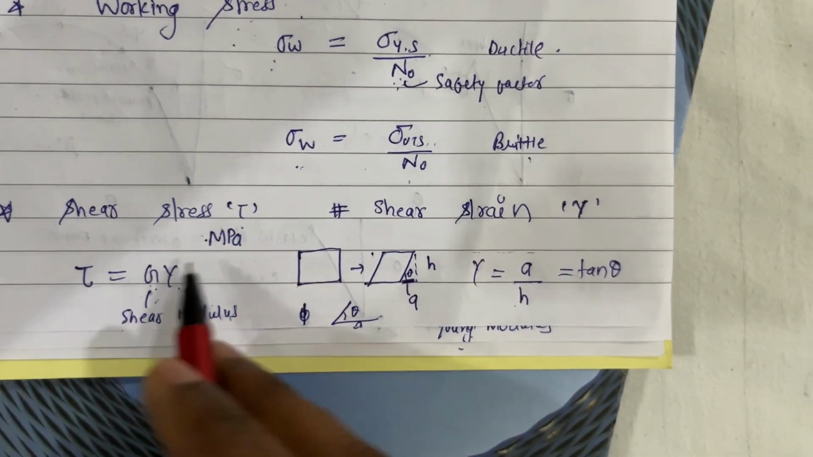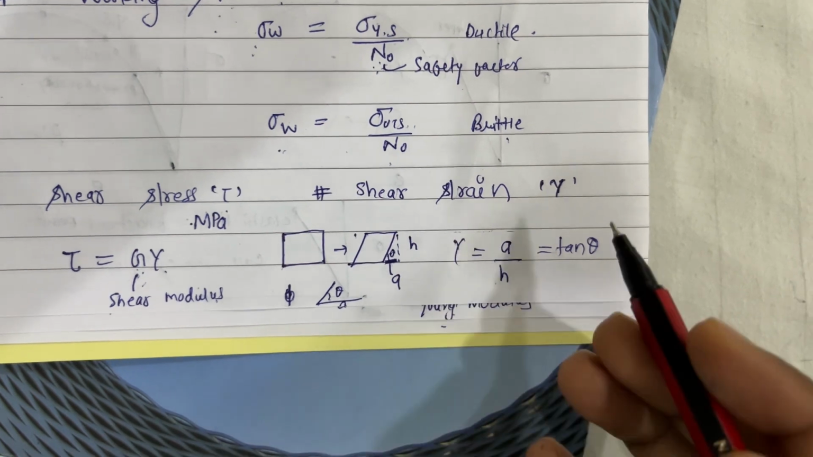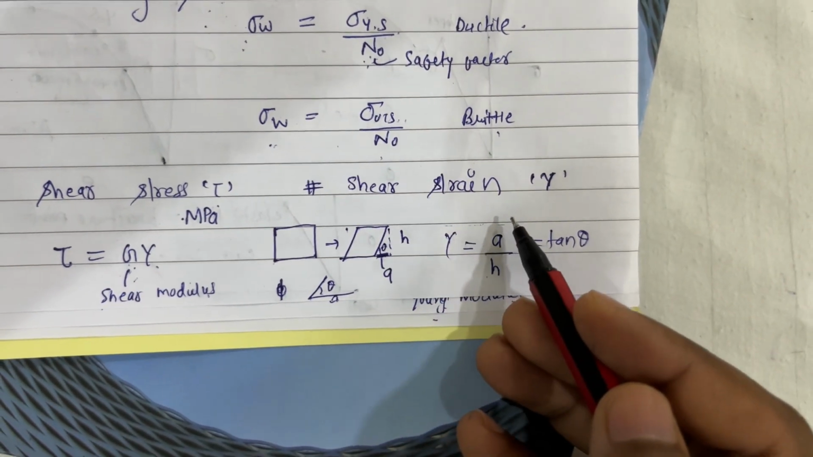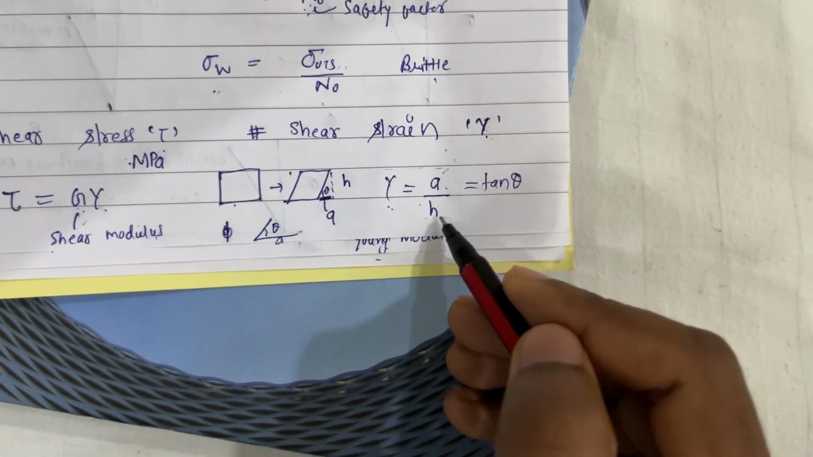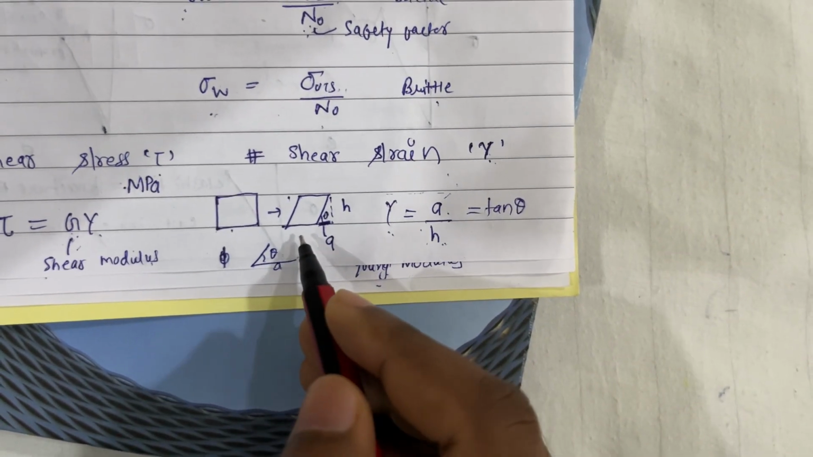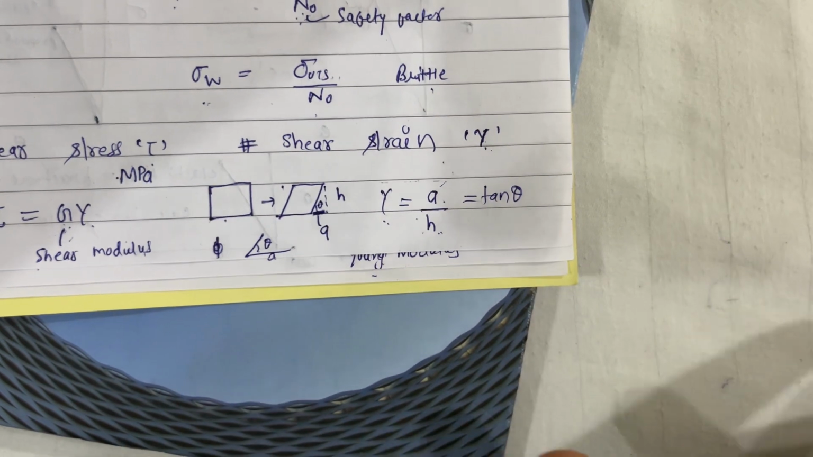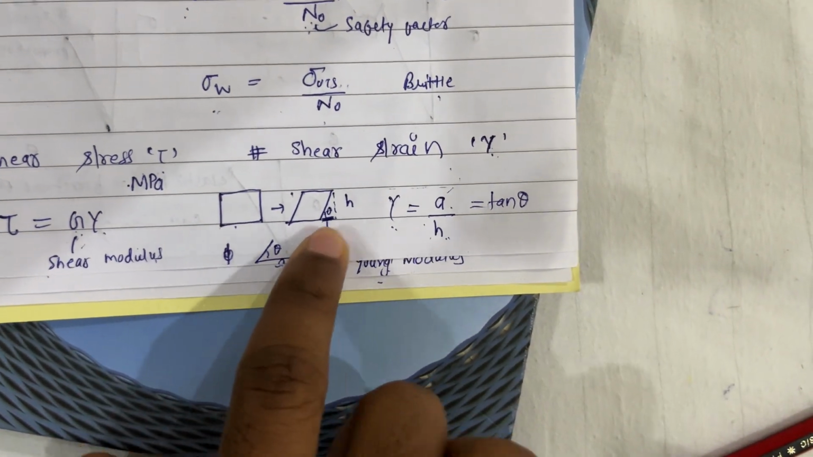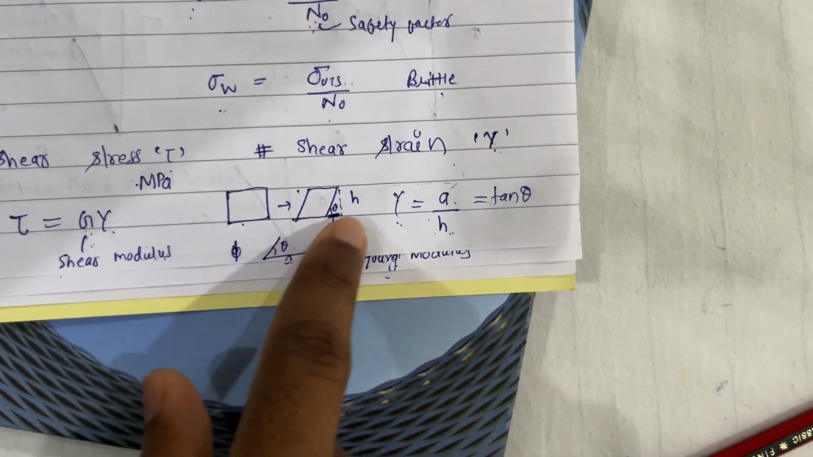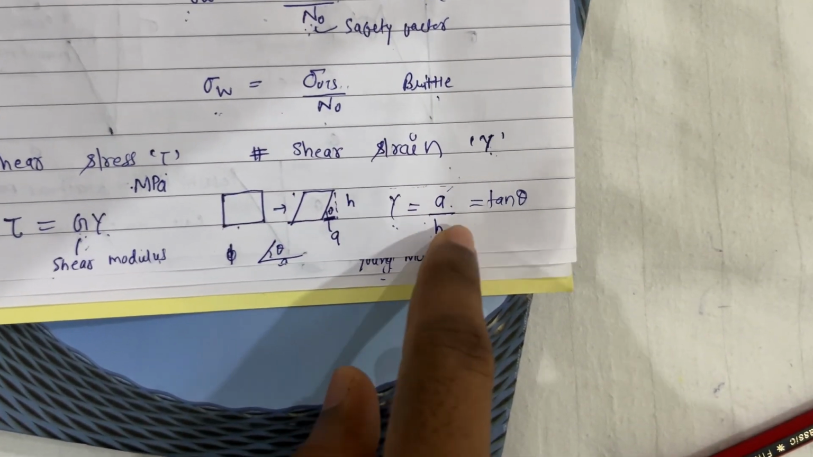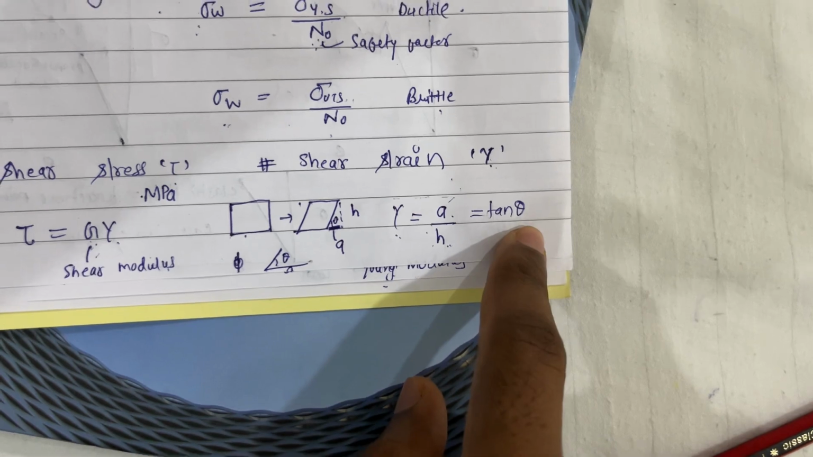When there is shear stress, there will always be this kind of strain, which is called the shear strain, denoted as gamma. It is the ratio of angular separation upon the height. So instead of linear deformation, there is going to be angular deformation. The change in the dimension is a and the height is h, which is also written as tan theta.